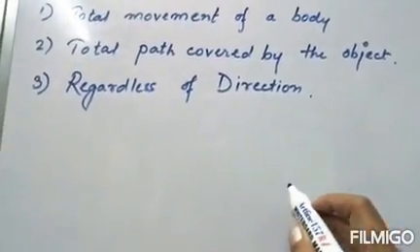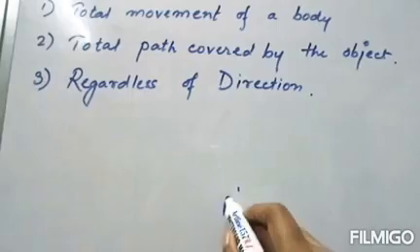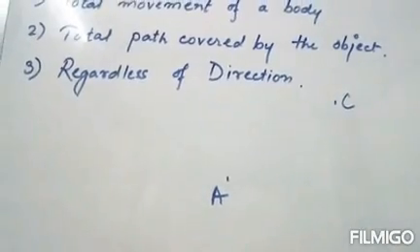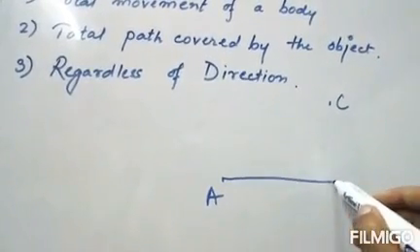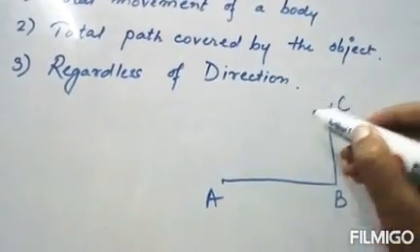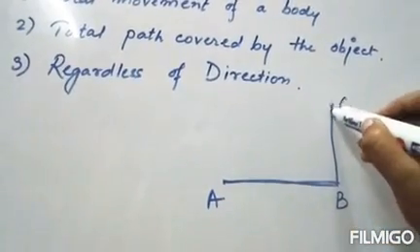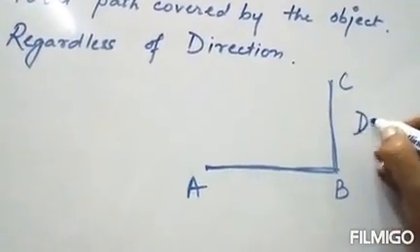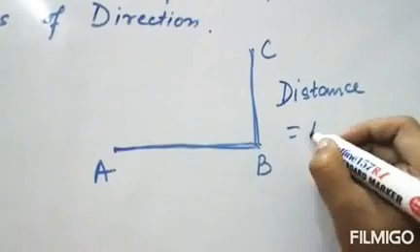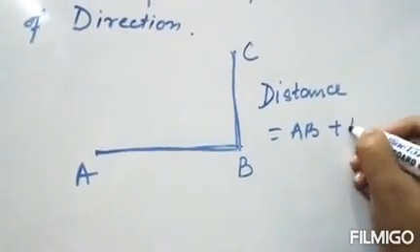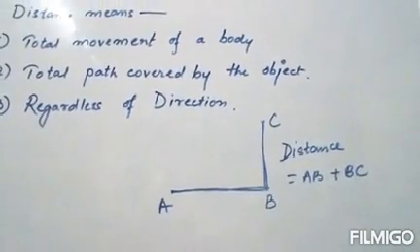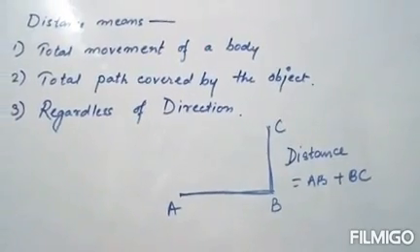To make it clear, suppose A is the position of an object, and C is the final destination. If a body moves from A to B, then from B to C, the path covered, the distance, will be equal to AB plus BC. Understood? Please note it down.